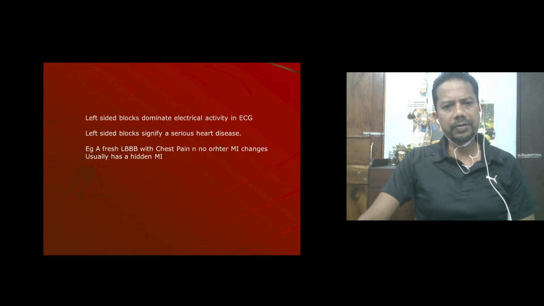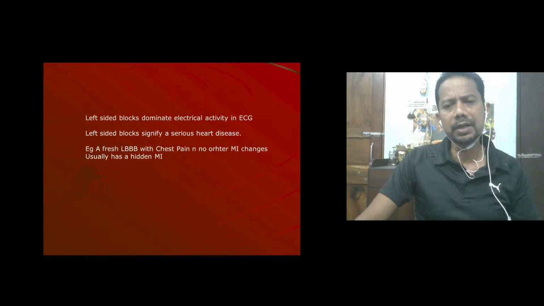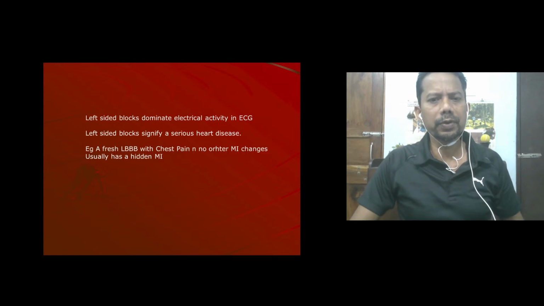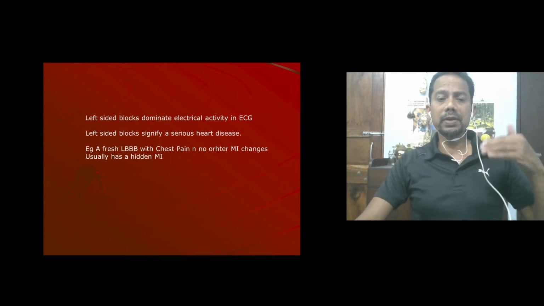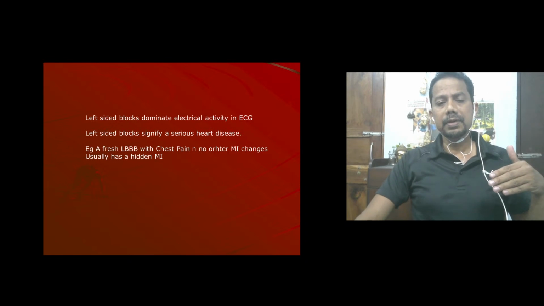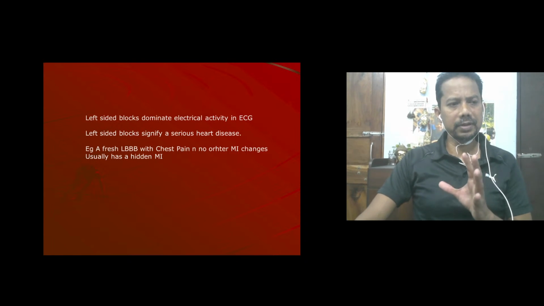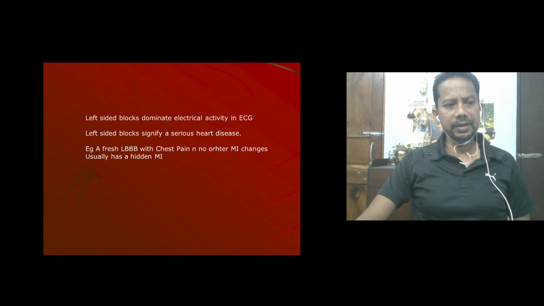So I said left sided blocks dominate the electrical activity. Even if there is a right bundle branch block, that will still show a LED. This is what I meant. Sometimes there will be RBBB and LAHB, and the axis will be left axis deviation. So that is why left sided activity dominates the right sided activity.